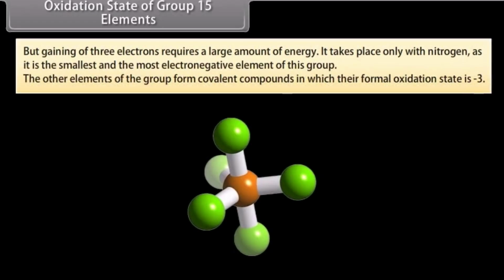But gaining of 3 electrons requires a large amount of energy. It takes place only with nitrogen, as it is the smallest and the most electronegative element of this group. The other elements of the group form covalent compounds in which their formal oxidation state is -3.